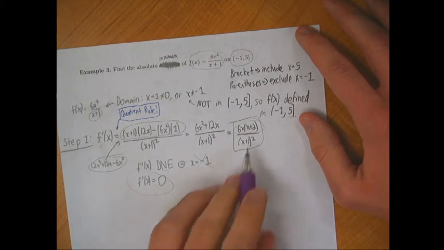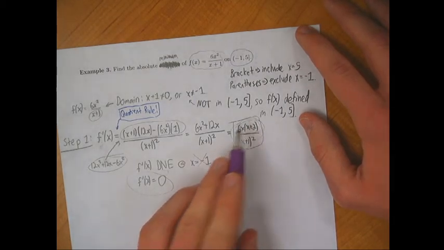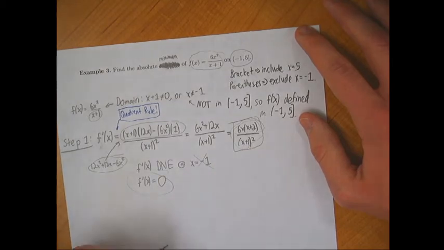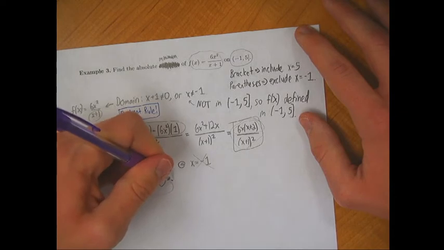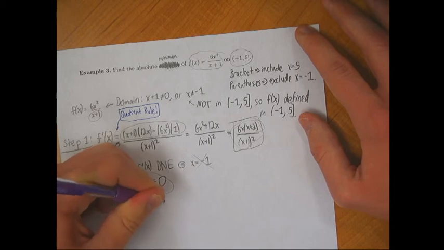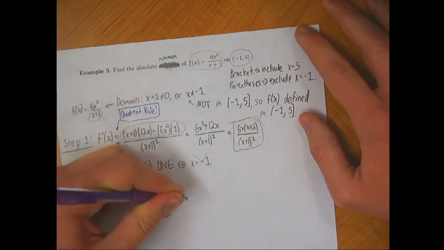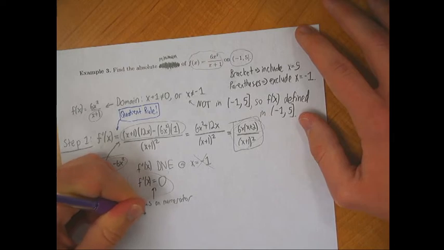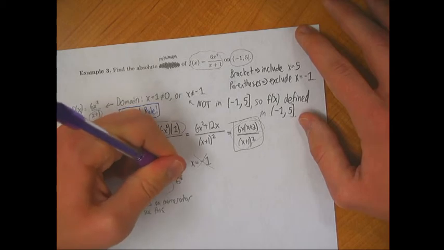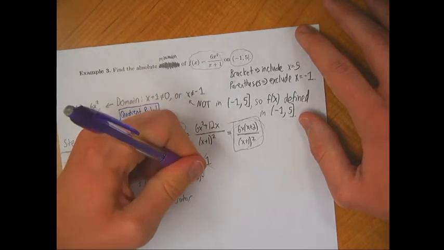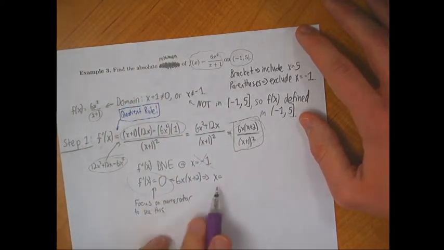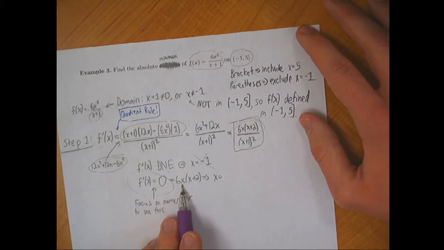Because in this case, f prime is simplified as much as we can. There's no common factors between the top and bottom, so we only care about the numerator here. So focus on the numerator to see this. Okay? So 6x times x plus 2 should tell you that the only two x values are pretty quickly going to be 0 and -2.